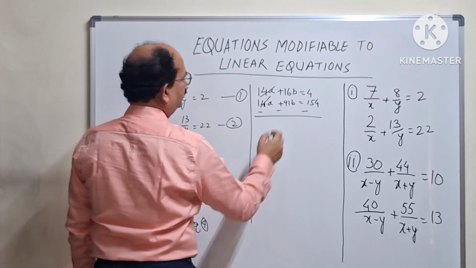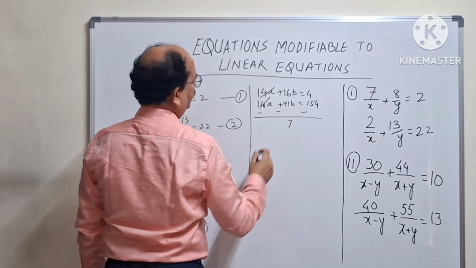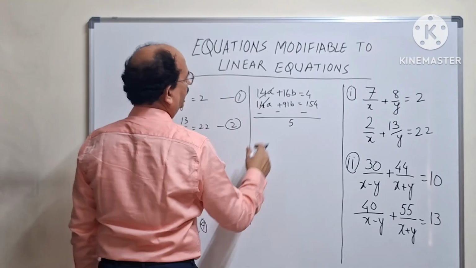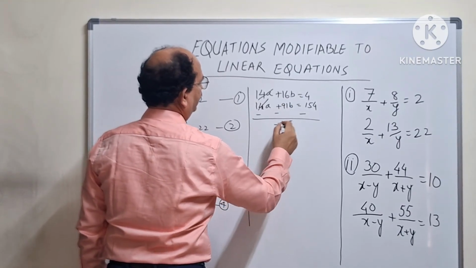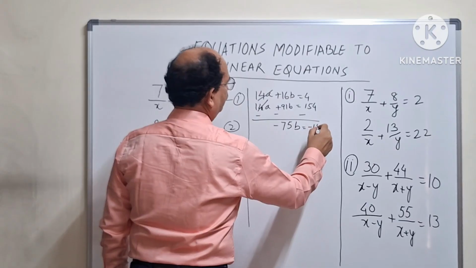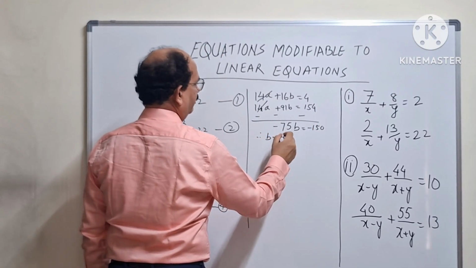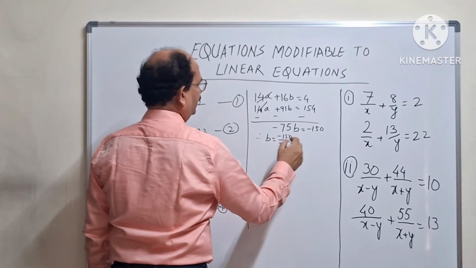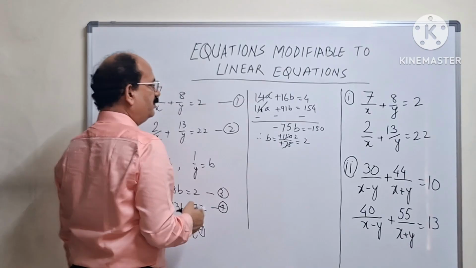This gets cancelled, and then this becomes 16 minus 91, that is minus 75b is equal to minus 150. And therefore, b will be equal to minus 150 divided by minus 75, and this will be equal to 2. So we got b equal to 2.